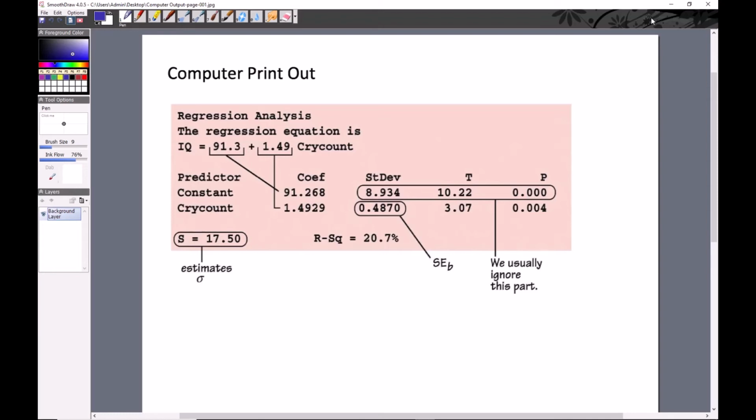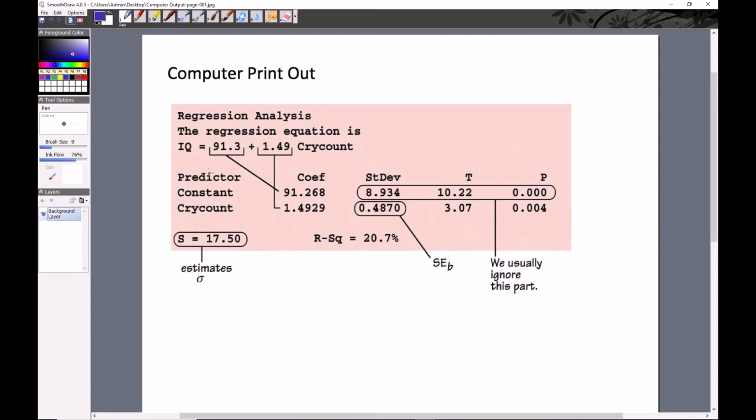But when it comes to computer printout, we did this. We actually used this before, and it was using some kind of measure of cry count of a child to predict their IQ. And the context is important, but it's kind of really neither here nor there. The point here is to figure out what's what.